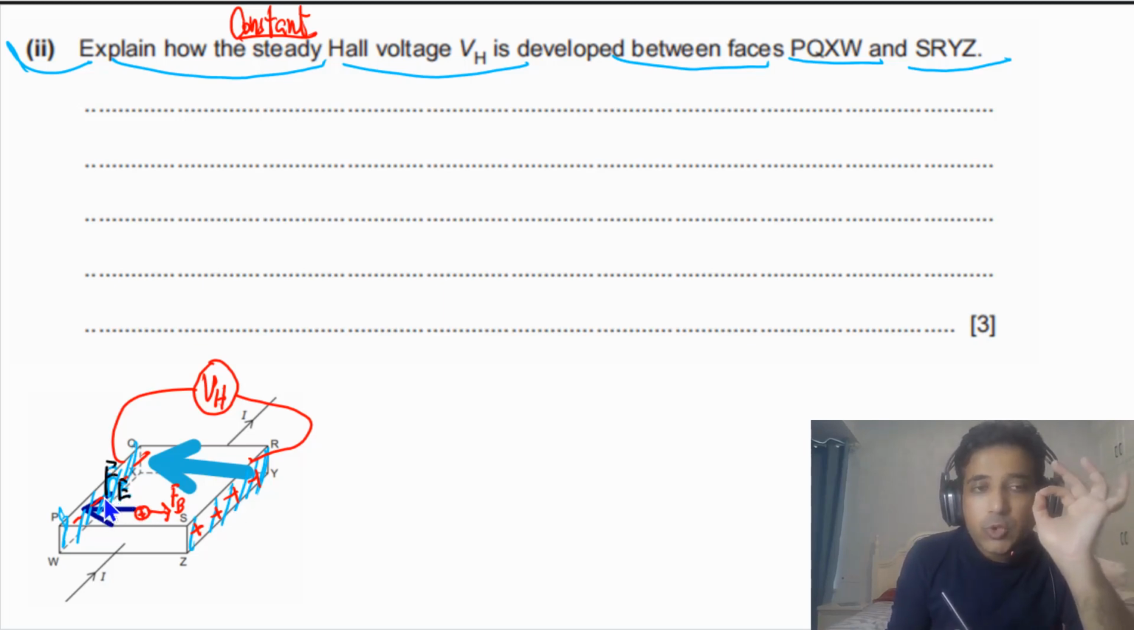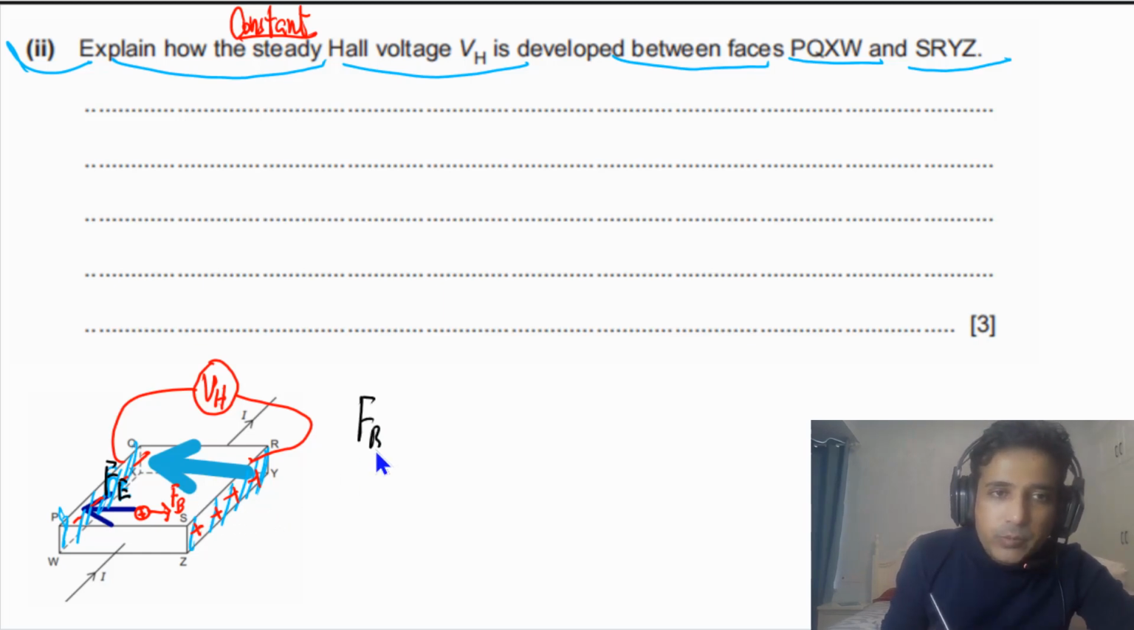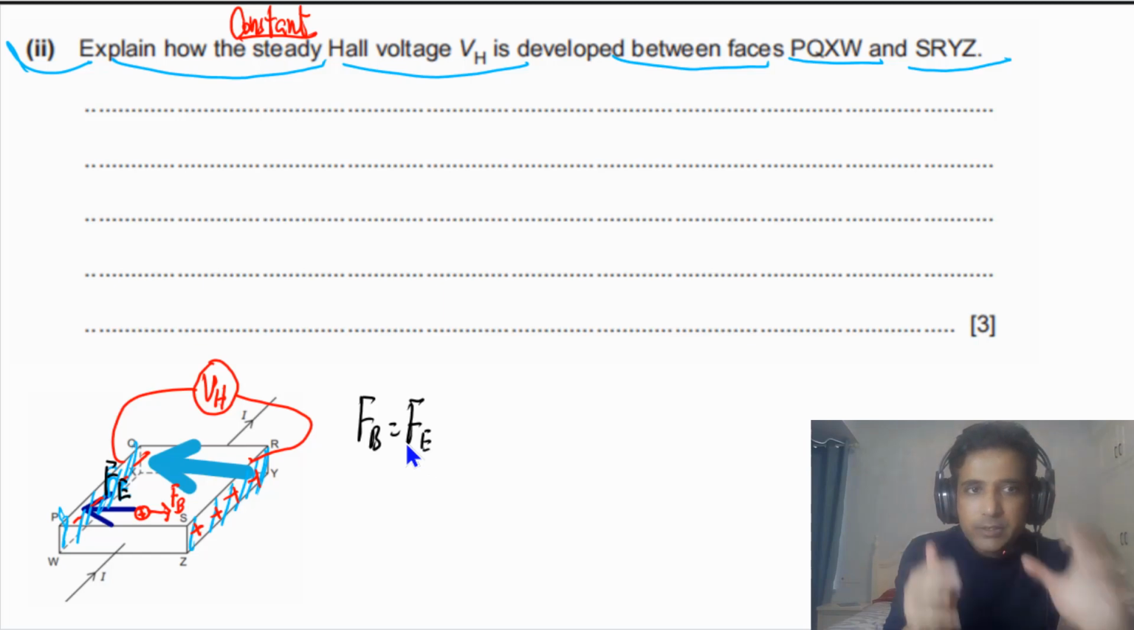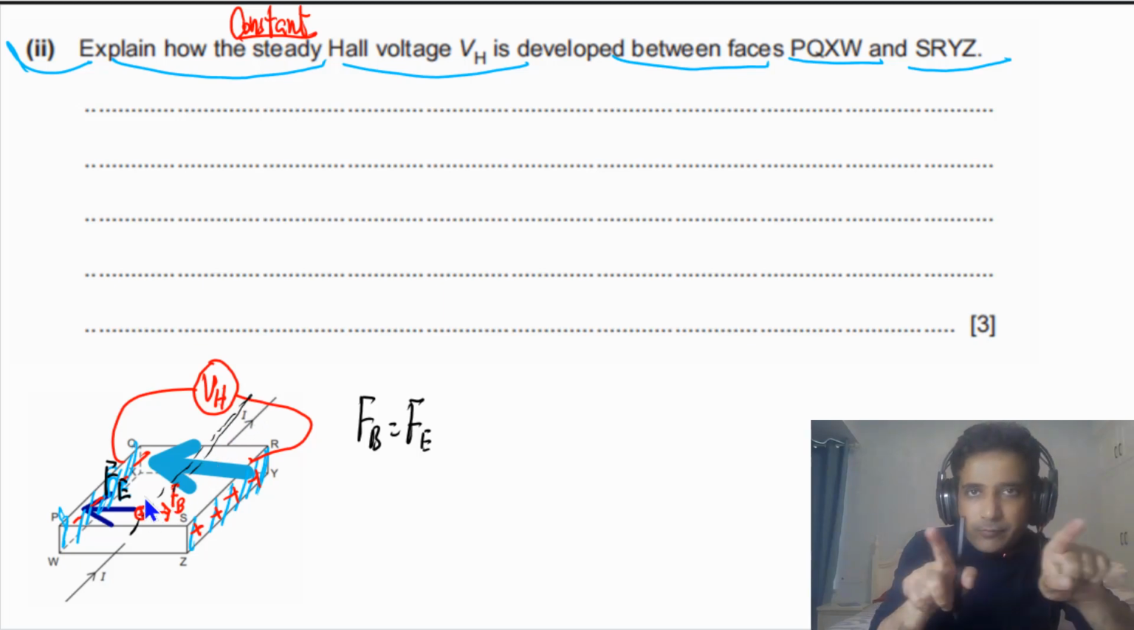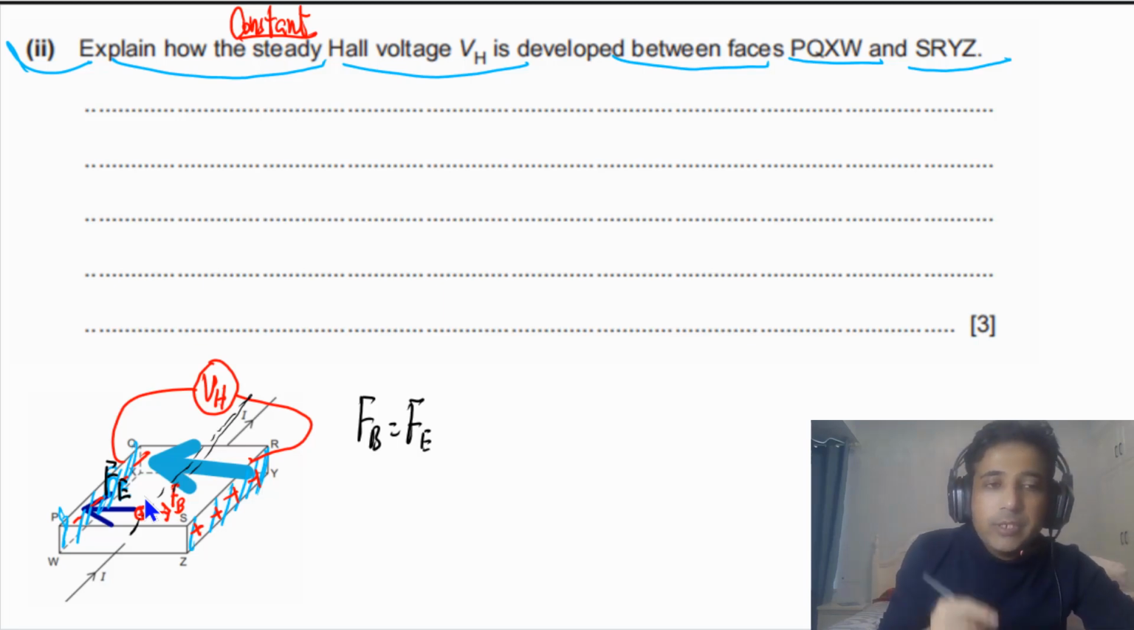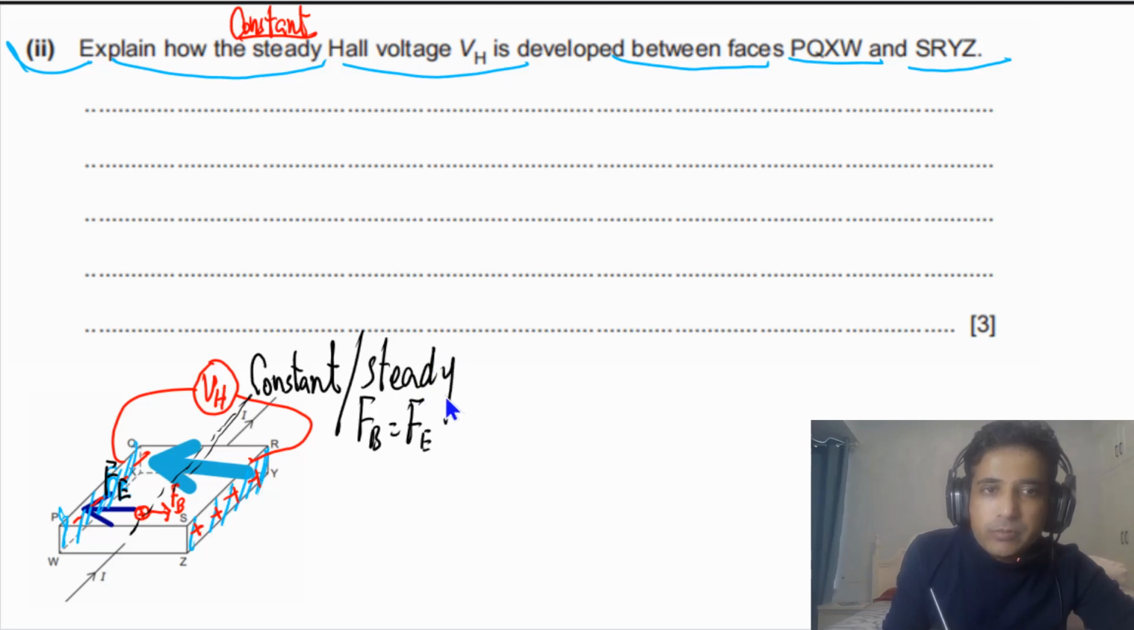When these two forces are equal, then the current will just flow in a straight line. It will just flow in a straight line, meaning charges will not be deflected towards the positive plate or towards the negative plate. And at that point, this Hall voltage will have reached the maximum value, or we can say this Hall voltage will be constant, or you can say this will be steady, or you can say it has reached the maximum value. So you have to understand only these points.